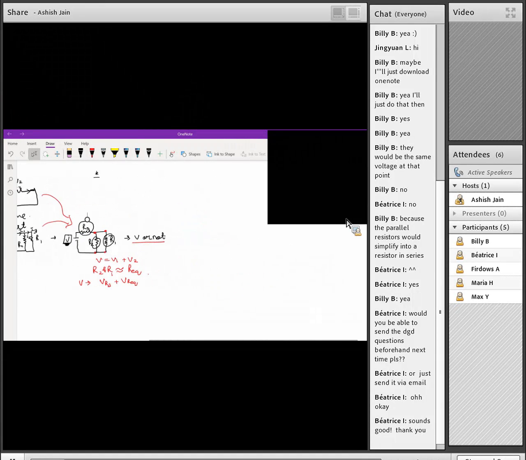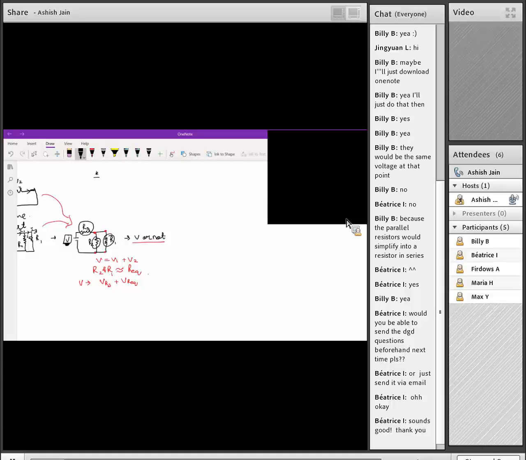Okay, the last step you guys need to solve the question is the direction of current.